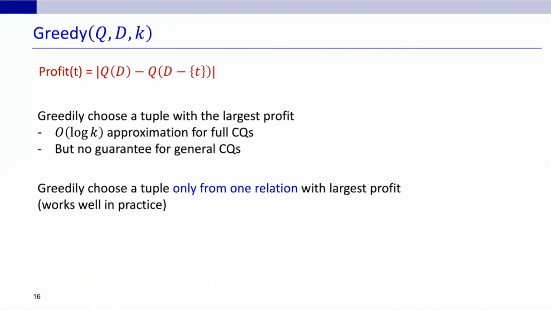It iteratively chooses the tuple with the largest profit, which is defined as the number of query results that can be removed by removing this single tuple. This strategy achieves a log k approximation for some class of queries, but has no theoretical guarantees for general queries. A more drastic strategy is to remove tuples only from one relation. This is much more efficient, as the profits of tuples in one relation are independently defined, and one iteration of computing the profits is sufficient. But there are no theoretical guarantees for this drastic version.